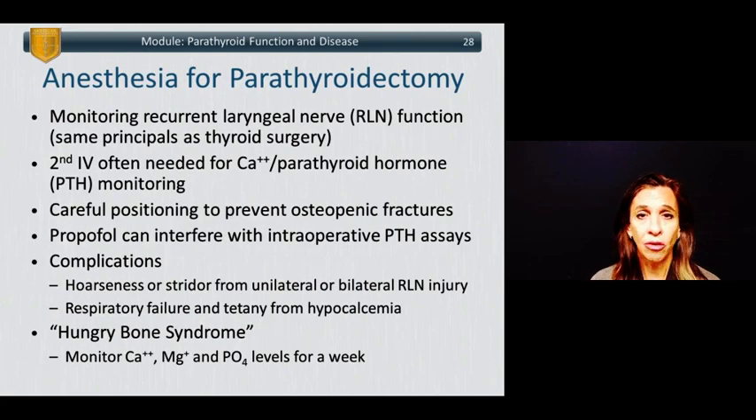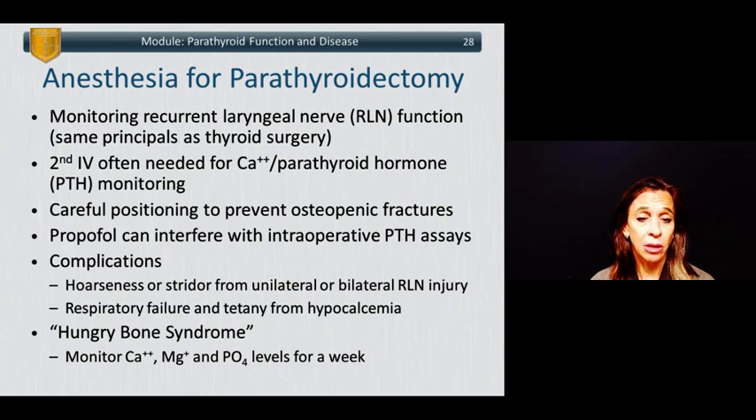And what about anesthesia for a patient who's going to undergo a parathyroidectomy? Well, it's become standard of care to monitor the recurrent laryngeal nerve function, similar to the principles that occur with thyroid surgery. A second IV is often needed for monitoring of calcium and parathyroid hormones, because these are usually done in real time now to assess whether they have identified all of the adenomas or hyperplasia that can cause hyperparathyroidism.